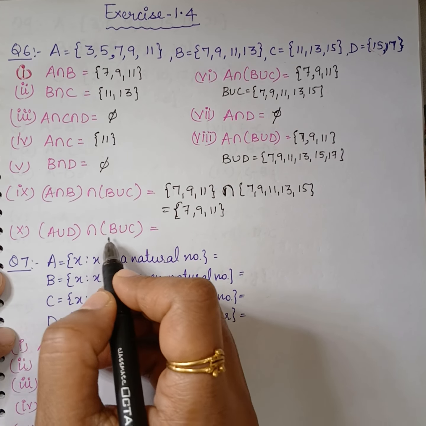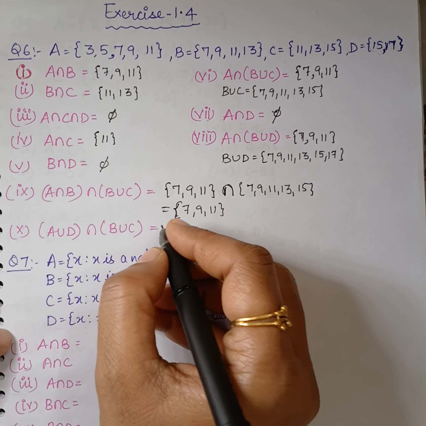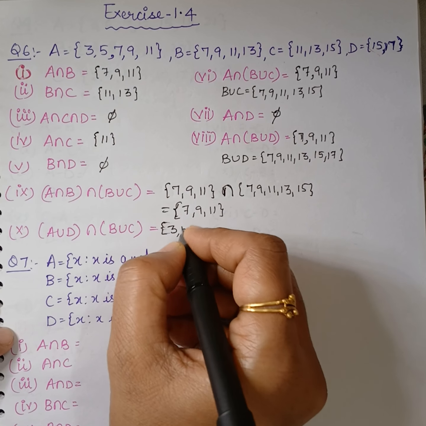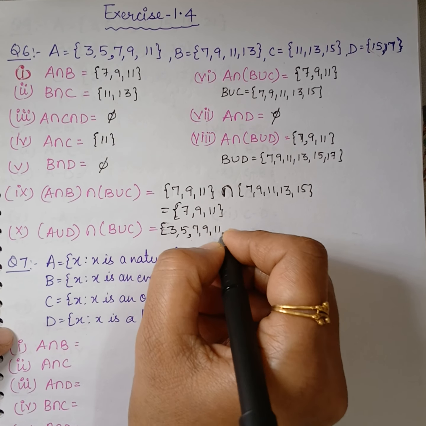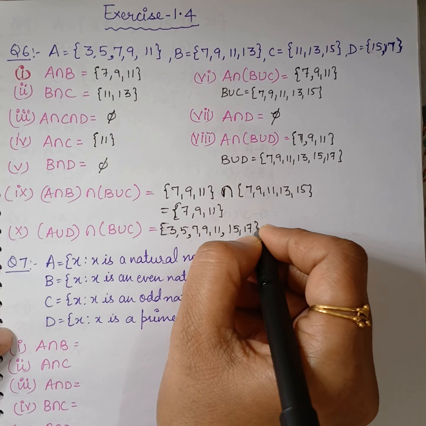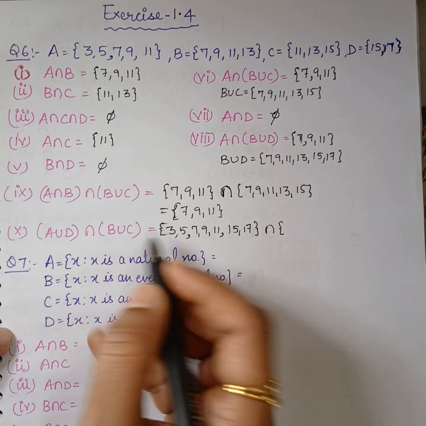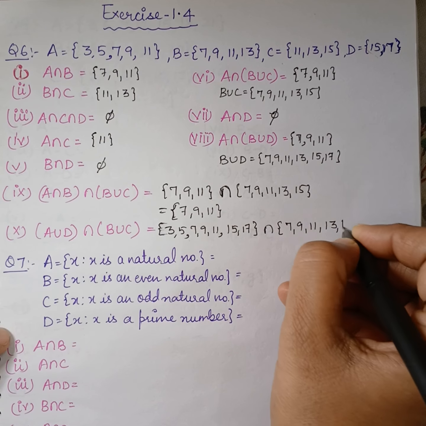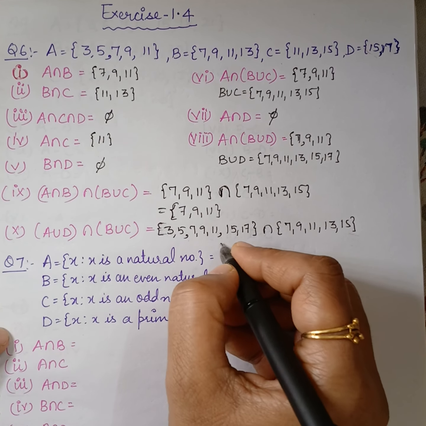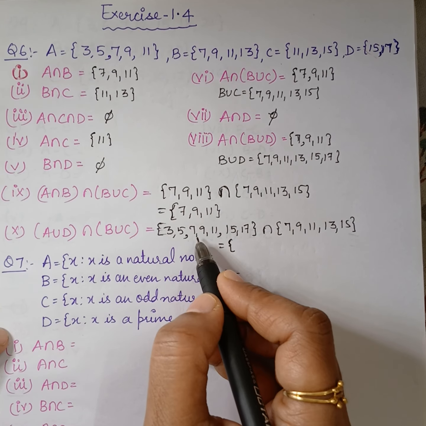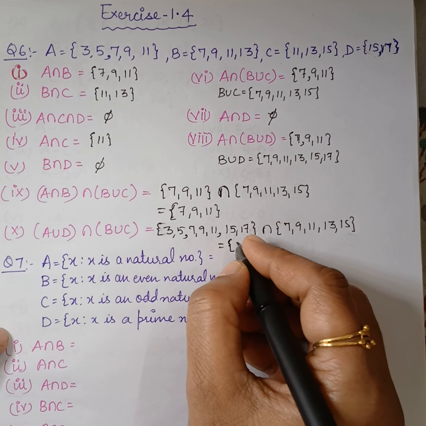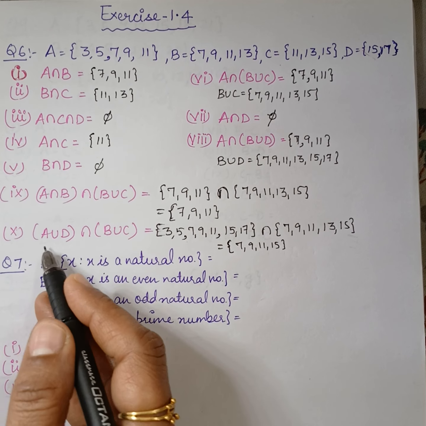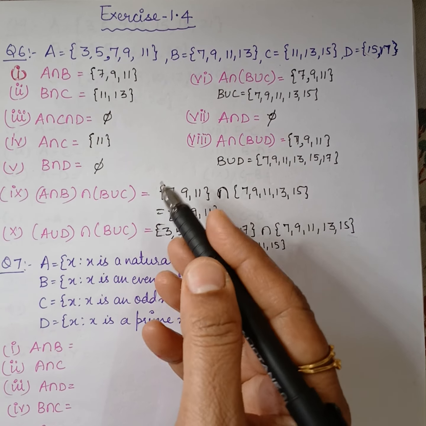Now A union D intersection B union C. A union D. What is A union D? 3, 5, 7, 9, 11, 15 and 17. Their intersection with B union C. B union C will be 7, 9, 11, 13 and 15. So what is their intersection? Their intersection is 7, 9, 11 and 15. 7, 9, 11 and 15 will be the intersection of A union D and B union C. So we have to do it stepwise.